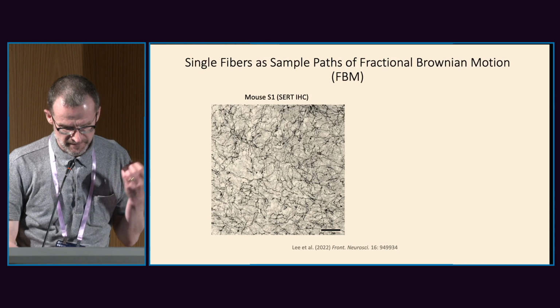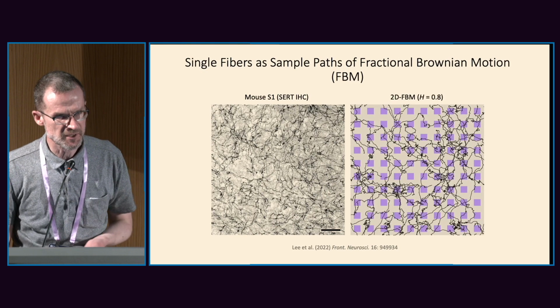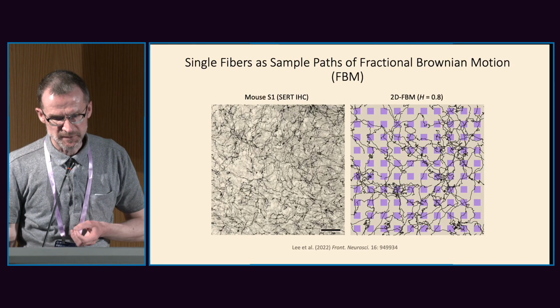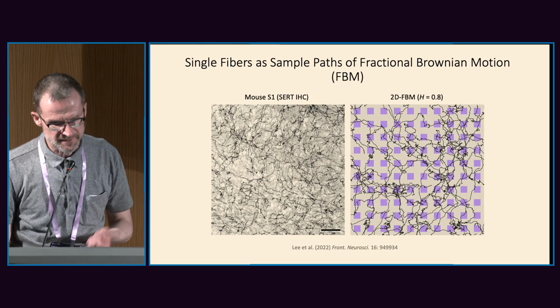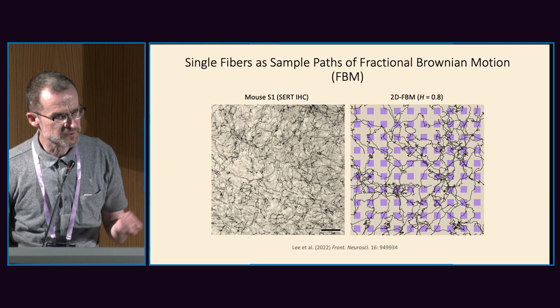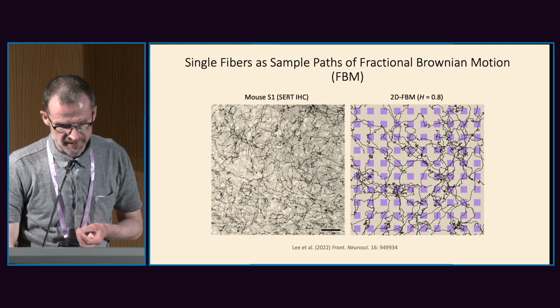However, I'll just jump to the actual models. So we're trying to model them as fractional Brownian motion paths. I'll mention a little bit about what this stochastic process is, but essentially, again, they are stochastic, and the process is parametrized by a single parameter, which is known as H, or Hurst index.